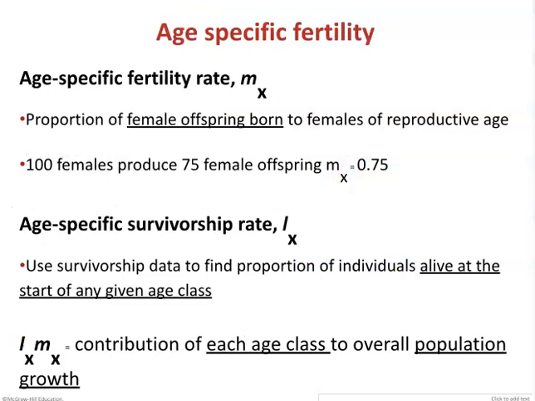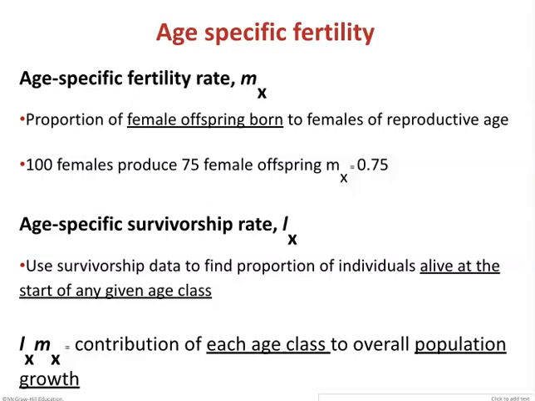Then we talk about age-specific fertility. Age-specific fertility is a rate at which female offspring are born to females who obviously have to be of reproductive age in order to have those offspring. So if we have 100 females in a population and they produce 75 female offspring, then we divide the number of female offspring by the females in the population and get that 0.75 as the age-specific rate of fertility.